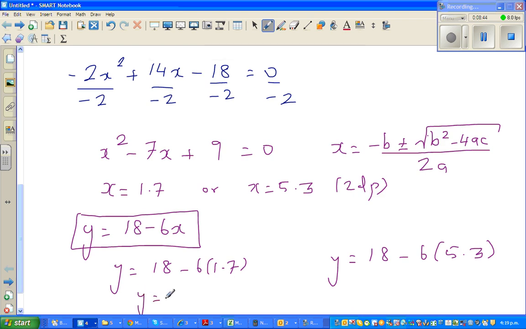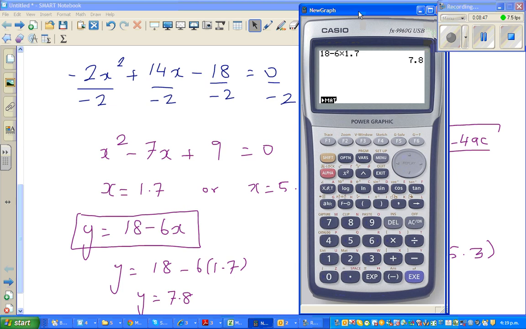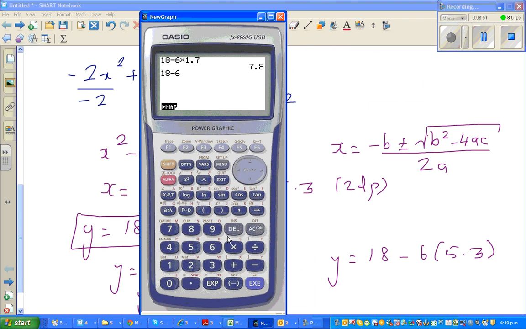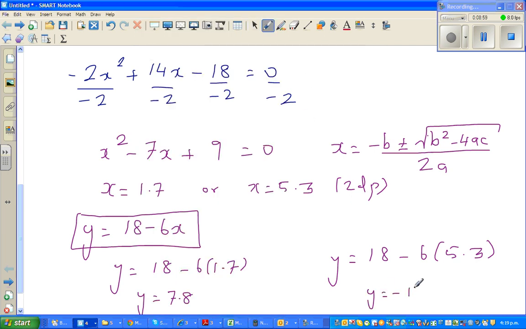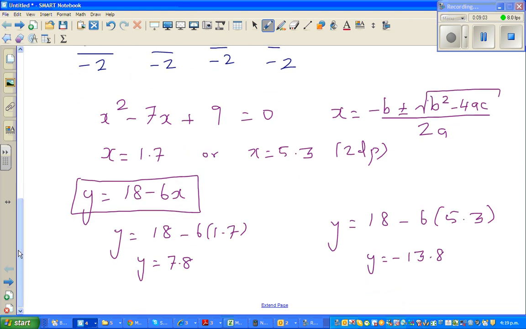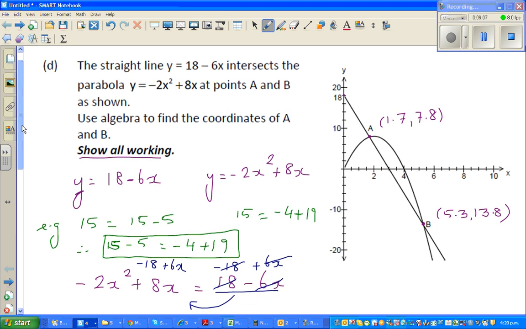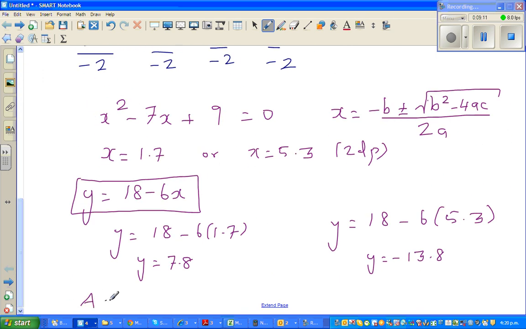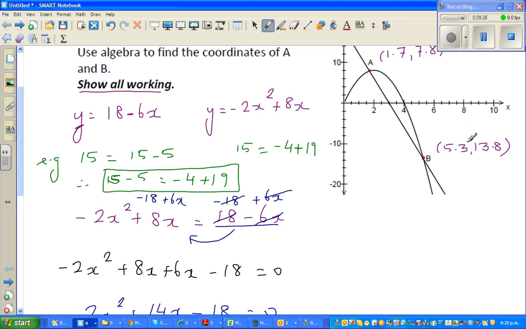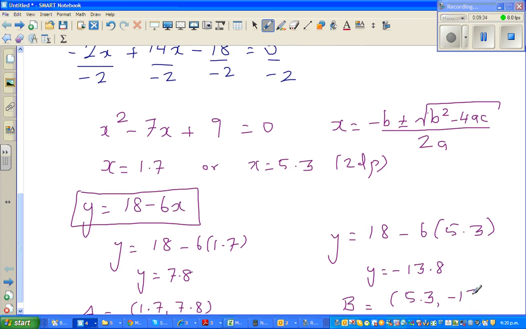So y is 7.8, and 18 minus 6 times 5.3 would be a negative number: y is minus 13.8. So that's what we got, 1.7 and 7.8. So A has a coordinate of 1.7 comma 7.8, and B has a coordinate of 5.3 comma minus 13.8. This is good to check: positive doesn't make sense, so it is minus 13.8. Okay, so these are the coordinates of A and B.